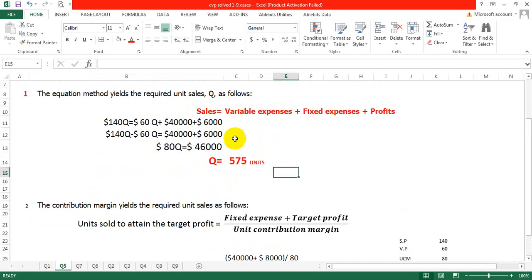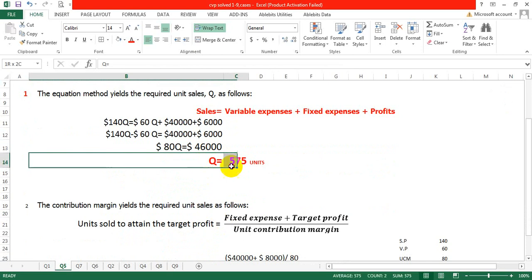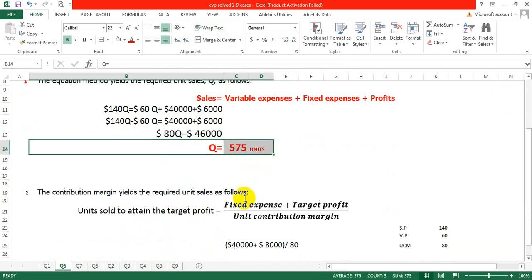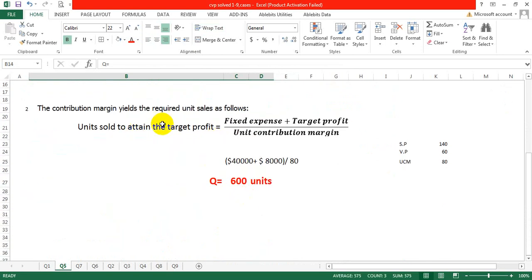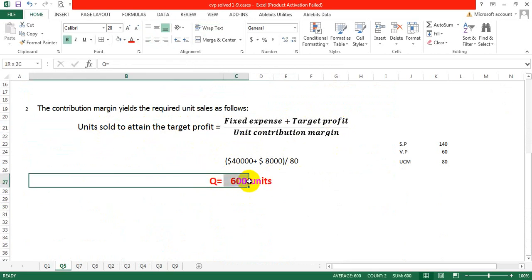In the first requirement, if the company wants to target 6,000, the quantity sold must be 575 units. If the company wants to attain the target profit of 8,000, units sold equal fixed expense plus target profit divided by unit contribution margin, and that is 600 units.